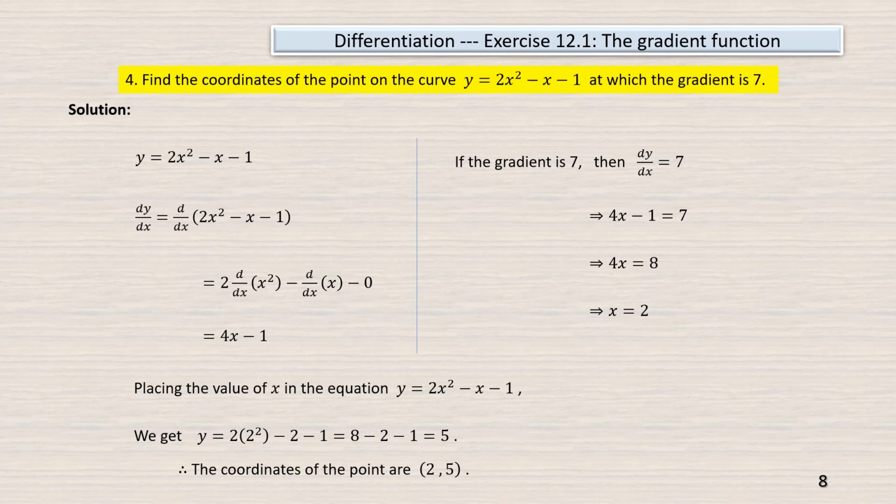y is equal to 2x squared minus x minus 1. We get y is equal to 5. Therefore, the coordinates of the point are (2, 5). This is the answer.